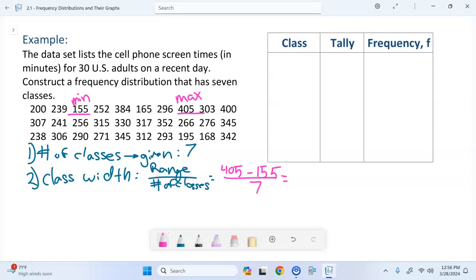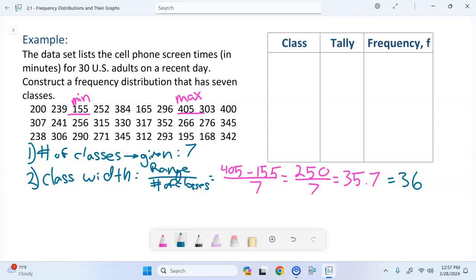What's 405 minus 155? 250. And then divide it by 7. 35.7. So because we have a decimal, we want to round up to the next convenient number. 36. So we're going to use 36 as our class width.